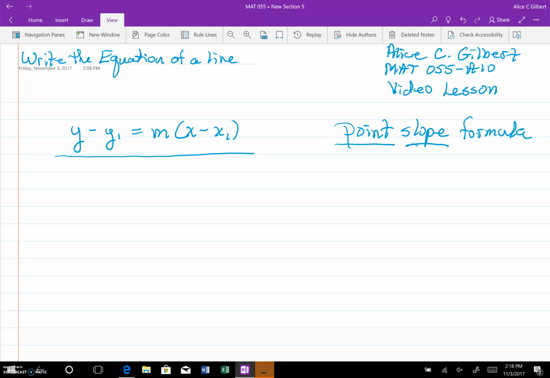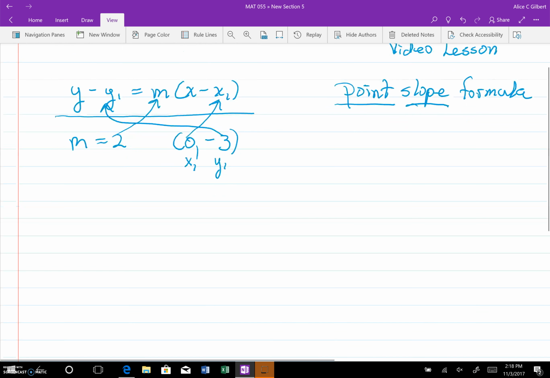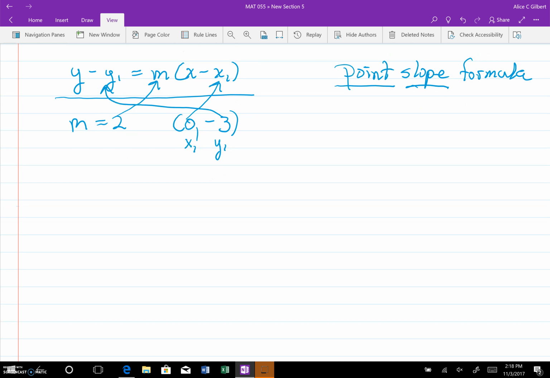So, if I was given m equals 2, that's our slope, and I'm given a point of (0, -3), this point, this is my x sub 1 and my y sub 1, so the 2 will go right into here in the m, the x sub 1 will go right here, and the y sub 1 will go right here. So this is what we do.